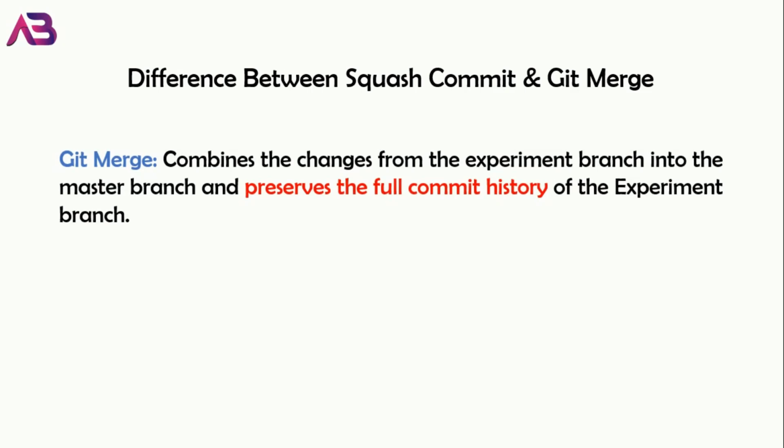Git merge combines the changes from the experiment branch into the master branch and preserves the full commit history of the experiment branch. This means all the individual commits from the experiment branch are retained and a new merge commit is created to link the histories of both branches.